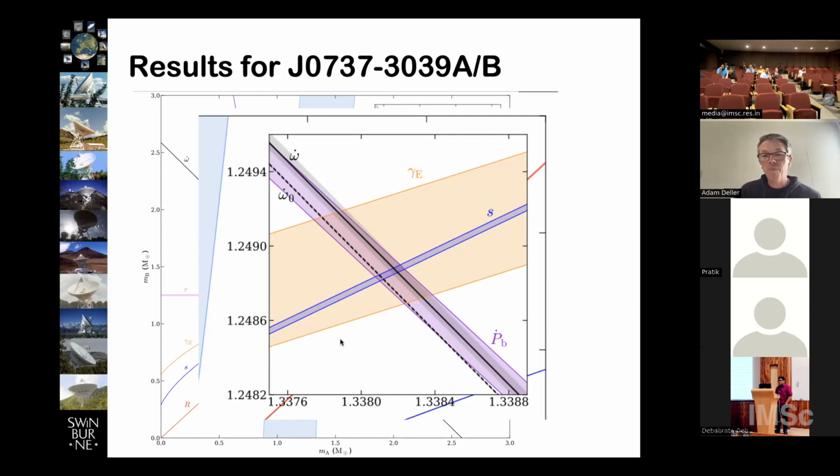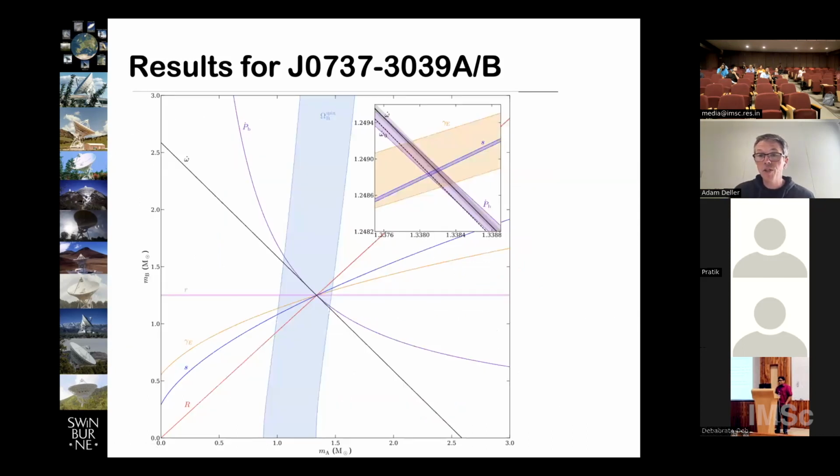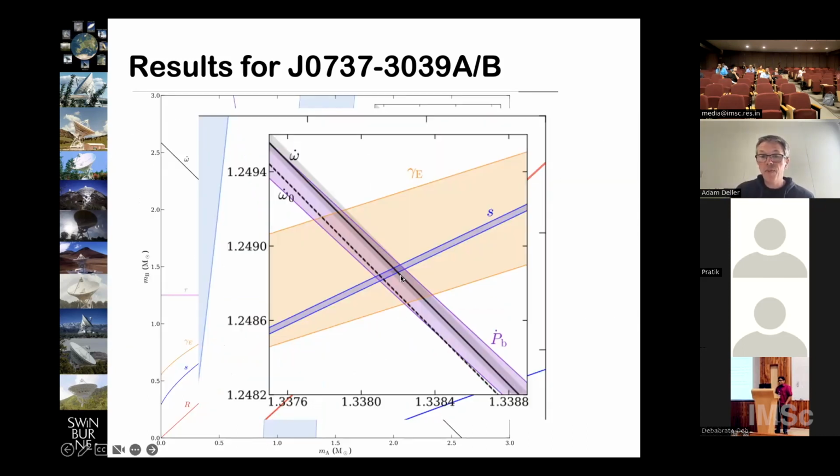So we expect our PB dot line here to cross this point here where omega dot is crossing the S parameter. And so if you go back here, the correction that we made to PB dot was roughly twice the uncertainty of the measured PB dot. So if that correction hadn't been made, this magenta bar here would not be intersecting with the intersection of S and omega dot, and we would be saying, "Oh my God, GR is wrong."